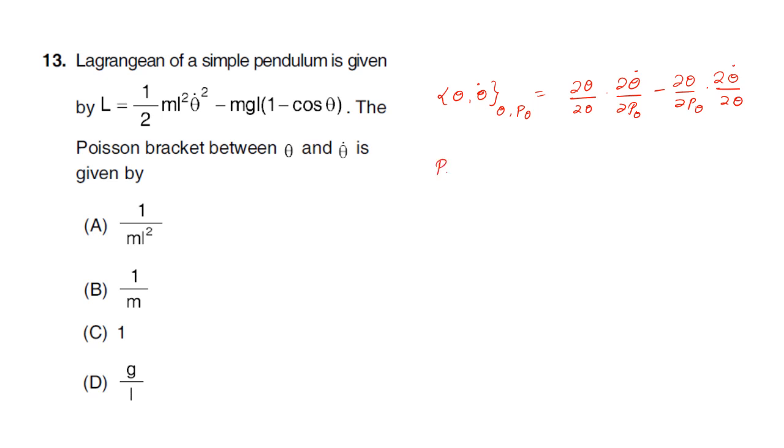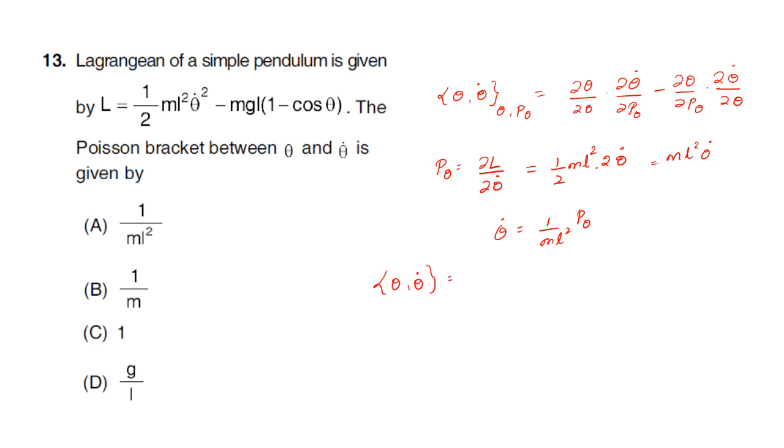Here the generalized momentum coordinate p theta is given by dou L by dou theta dot. So it is half ml square, the derivative of theta dot square is 2 theta dot. It is ml square theta dot. Therefore the value of theta dot is 1 upon ml square into p theta. So substitute the value of theta dot.